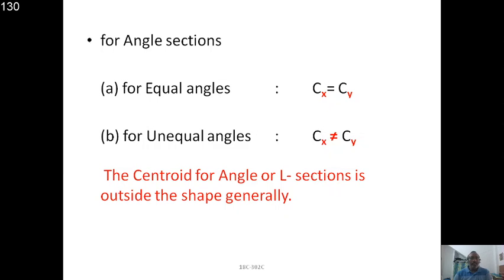In the determination of the centroid of angle sections or L sections, we concluded that for equal angles, Cx is equal to Cy. For unequal angles, Cx is not equal to Cy. It is also understood that for angle sections or L sections, the centroid is generally outside the shape.